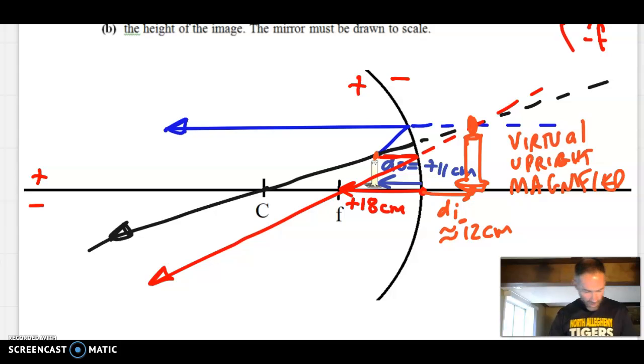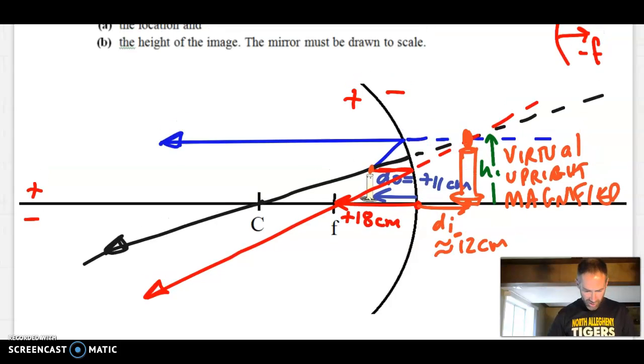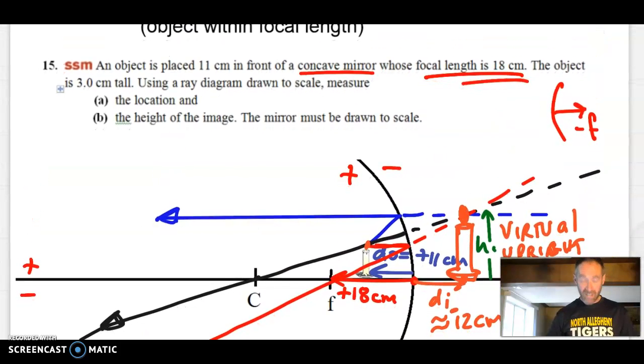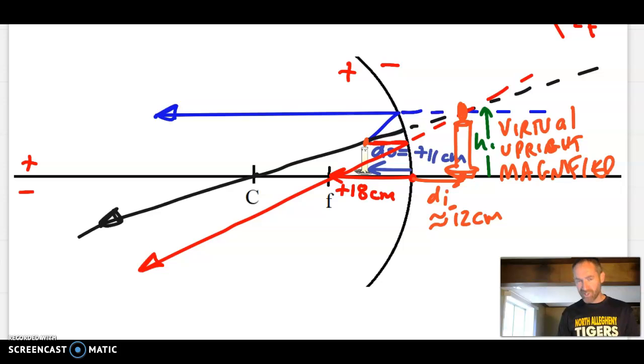And then what about the height of this? Well, the height of the image is going to be this measurement right here. How big would you say that is? That original candle was supposed to be 3 centimeters tall. And I have sort of 2 different scales in the X and Y direction. So don't look at this 18 and the 11 or even the 12 right now. Look at this HO, which they told me was positive 3 centimeters, and say, well, that looks like it's, I don't know, maybe 6. I'm going to call that HI 6 centimeters.